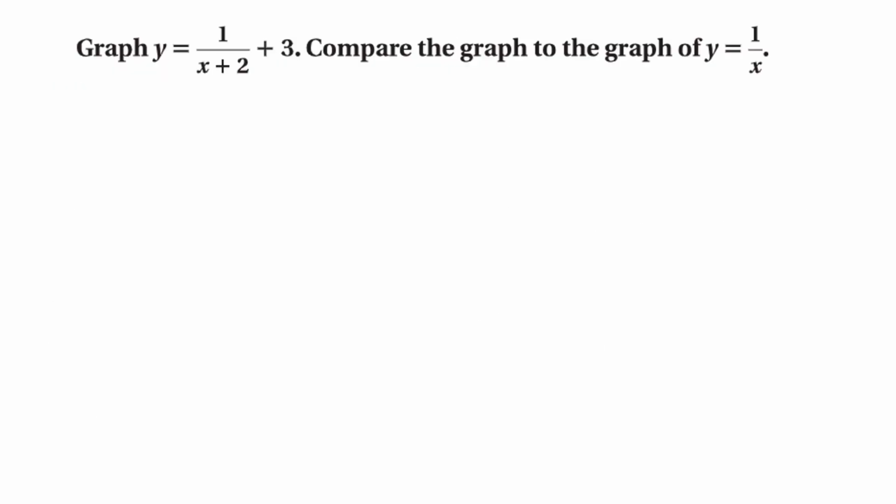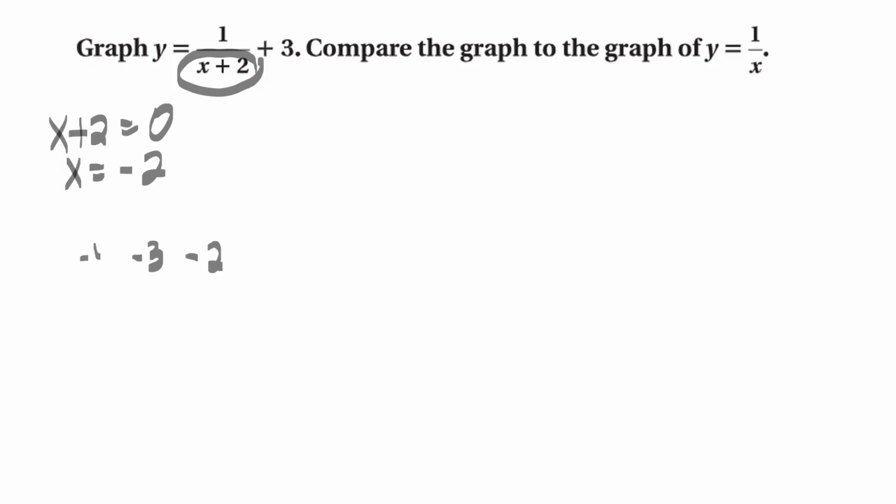Okay, we're going to do the same thing again, and this time we're going to talk about how our graph shifts. So let's find our excluded value. We know that this cannot equal 0. So we know that our excluded value is at -2. So when we make our table of values, that -2 goes in the middle. Then we're going to look at -3, -4, -5, and then we'll look at -1, 0, 1.